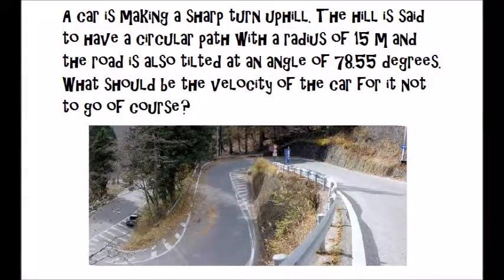A car is making a sharp turn uphill. The hill is said to have a circular path with a radius of 15 meters, and the road is also tilted at an angle of 78.55 degrees. What should be the velocity of the car for it not to go off course? Now, please pause and try to solve this problem yourself.